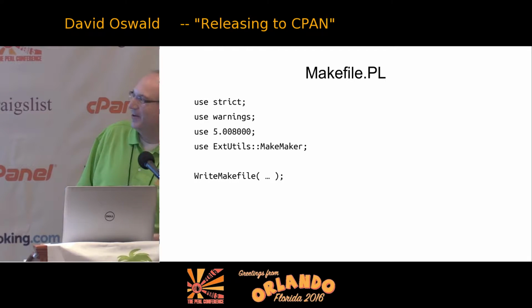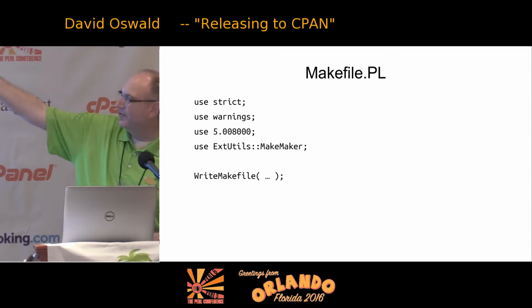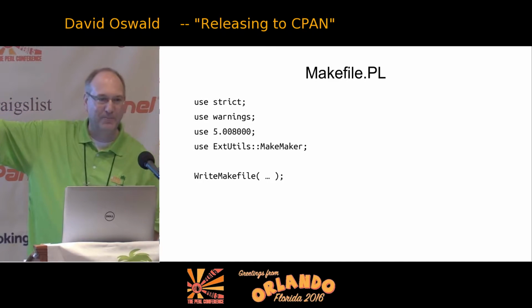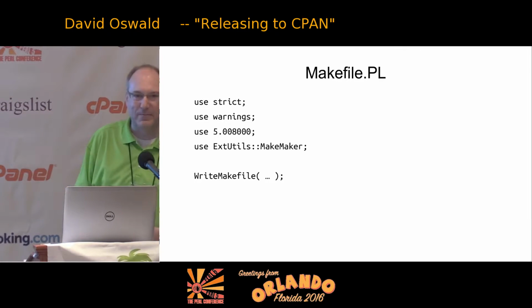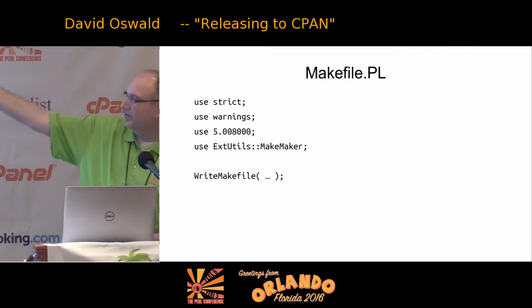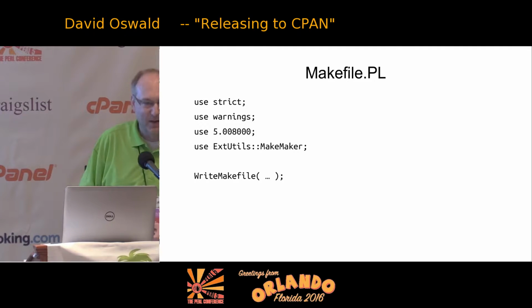So your Makefile.PL will contain your typical header: use strict, use warnings. I like to put the minimum version number of Perl that my distribution supports in my Makefile, so that my Makefile will die if I'm on a version of Perl that is too old for what I'm supporting. Then use ExtUtils::MakeMaker, and then we have this method called WriteMakefile that we're going to call. And that method, we pass it some arguments that we'll look at in a minute, and it writes out the Makefile.